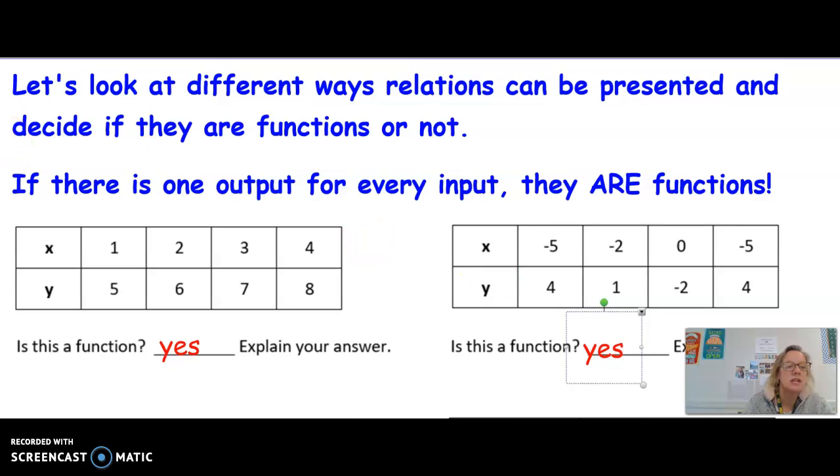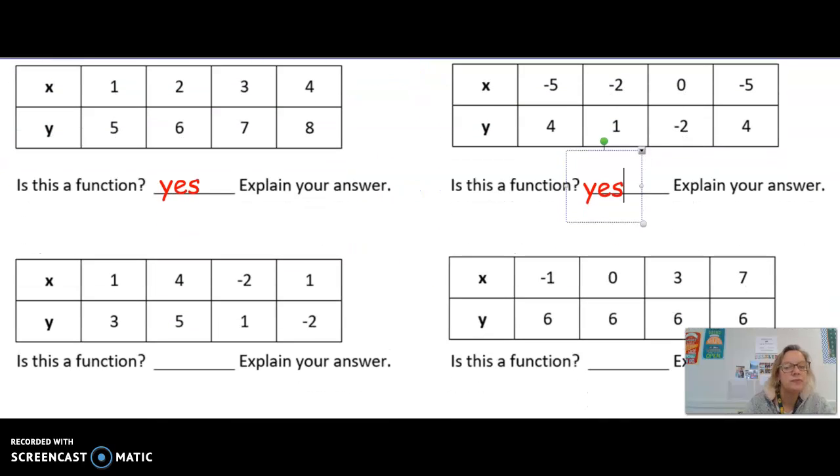Let's look at a couple more tables. In this one, I do have a repeating x, and look, this one is paired with a 3, and this one is paired with a -2. So no, this one is not a function because I can see there's two different y's paired with the same x. There's two different outputs for that one input.